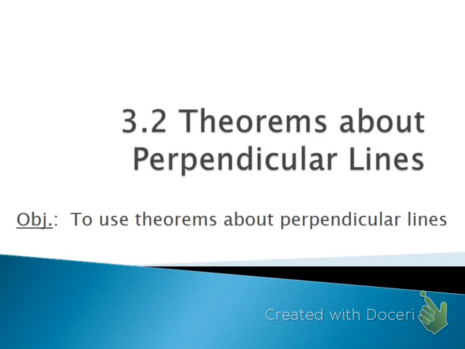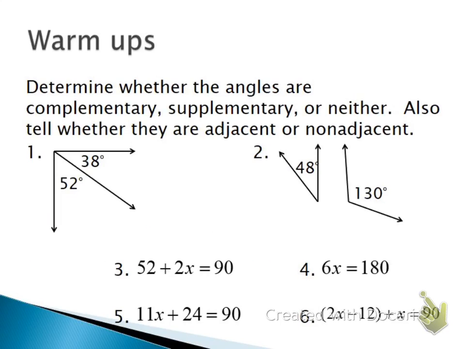Today we're doing section 3.2, theorems about perpendicular lines. Our objective is to use theorems about perpendicular lines. We've got some warm-ups to get through. First, we are deciding if these angles are complementary, supplementary, or neither. We are also going to tell if they are adjacent or non-adjacent.